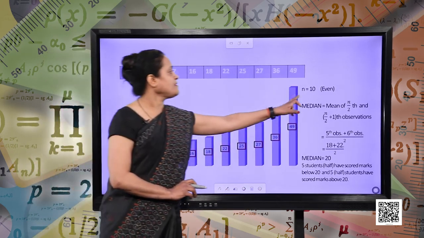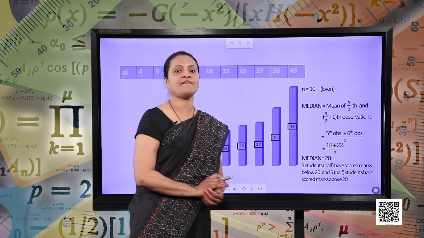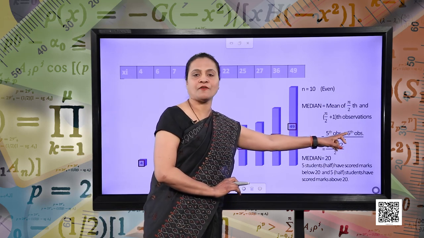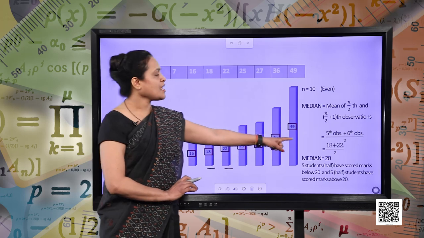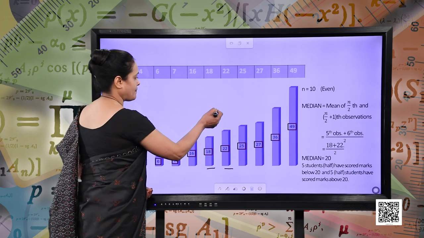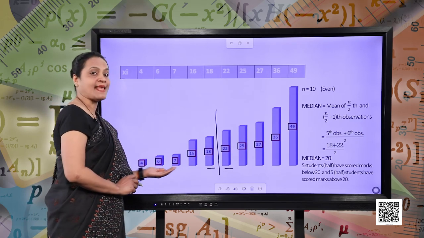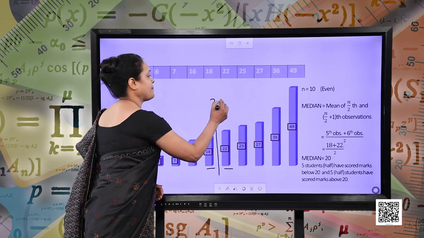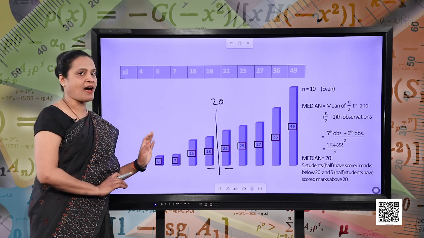So, when the number of observations is even, median is the mean of the n by 2th and (n by 2 plus 1)th observation, where n is the total number of observations. So in this case, we got the fifth and sixth observations, which are 18 and 22. So we took the mean of 18 and 22, which turns out to be 20. And you can see that half of the students, that is 5, are scoring marks less than 20, and the rest half of the students are scoring marks more than 20. So again, you can see that median has divided the whole distribution into 2 halves.